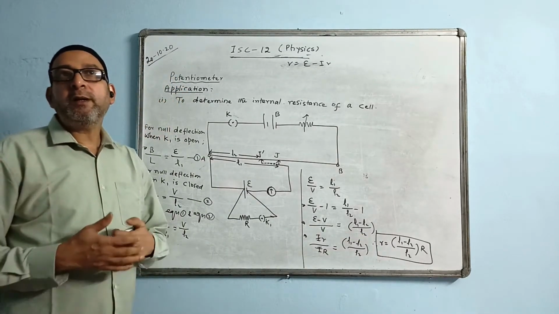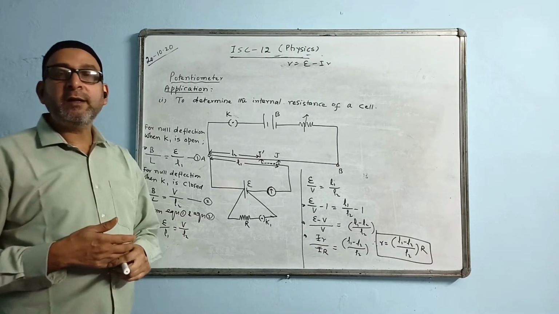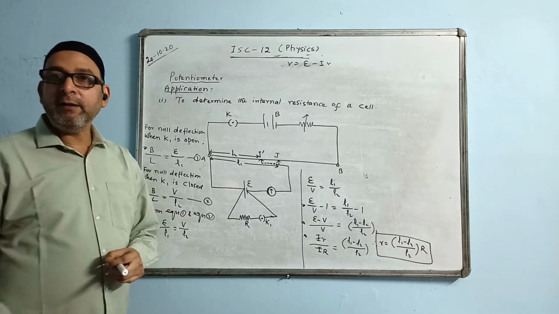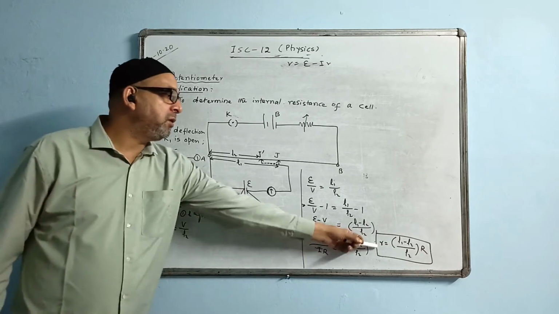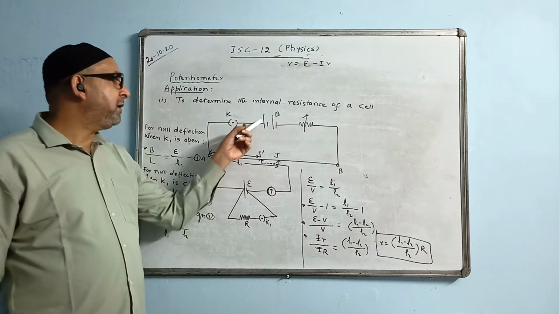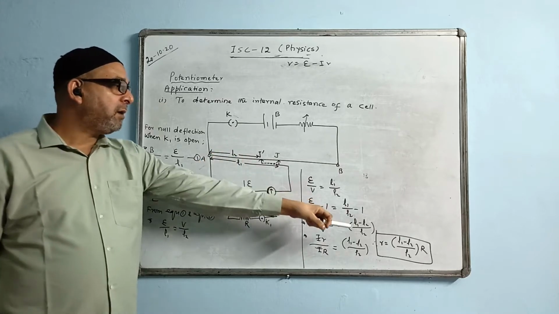Sometimes a question comes in the B set part, where they will ask you to just draw the circuit diagram and give the formula for finding the internal resistance of the cell. So you just do this much, and the circuit diagram is over. Maybe 2 marks here and 1 mark for just writing the formula.